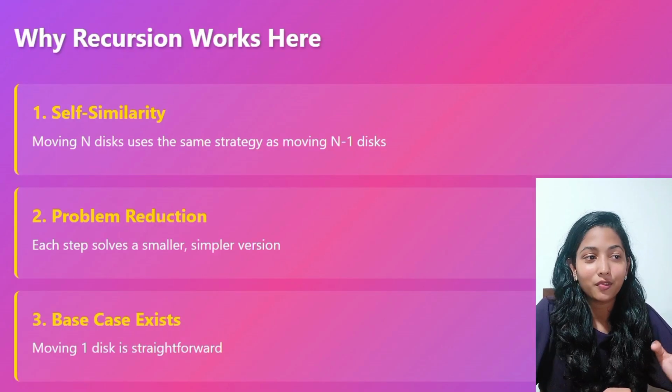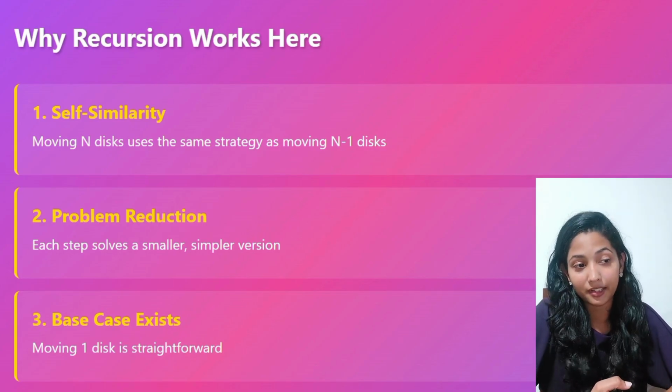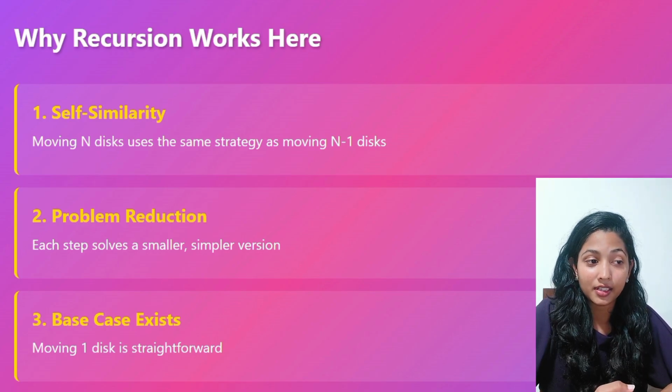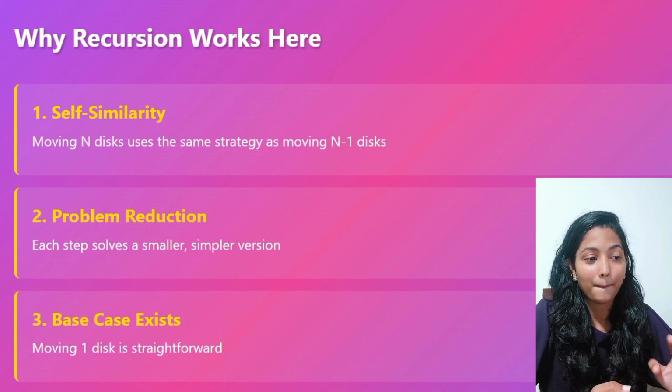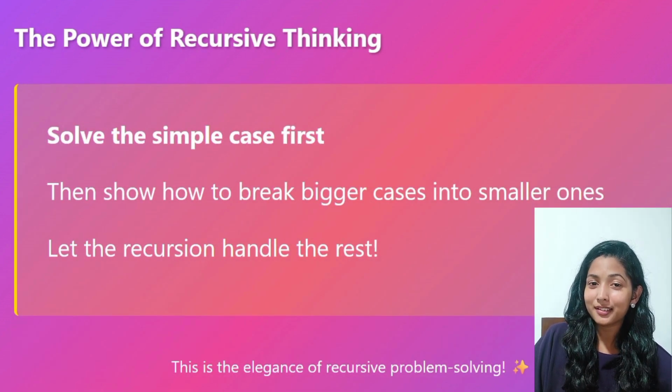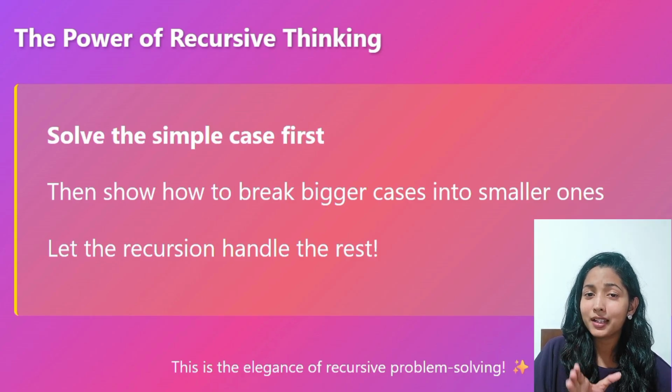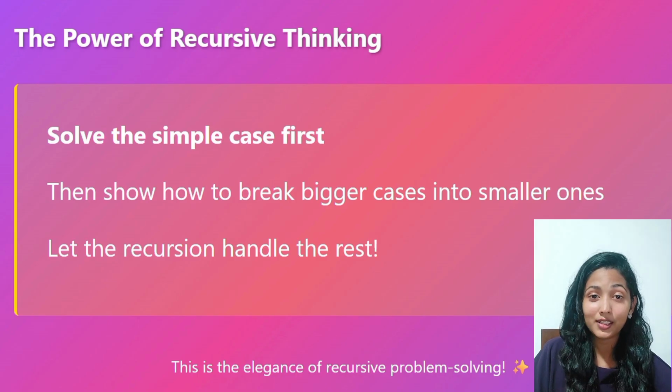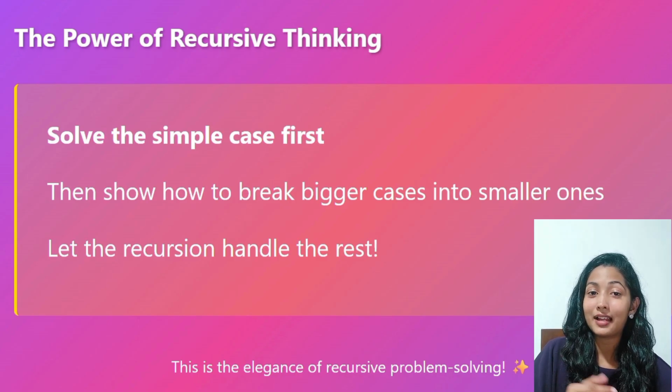Let's talk about why recursion works here. The first one is self-similarity, the second one is problem reduction, and the third one is base case exit. Do you know why we need recursive thinking? Because we can practice solving the simple case first and then focus on the bigger one and break it into small pieces. It is good practice for everything we do.